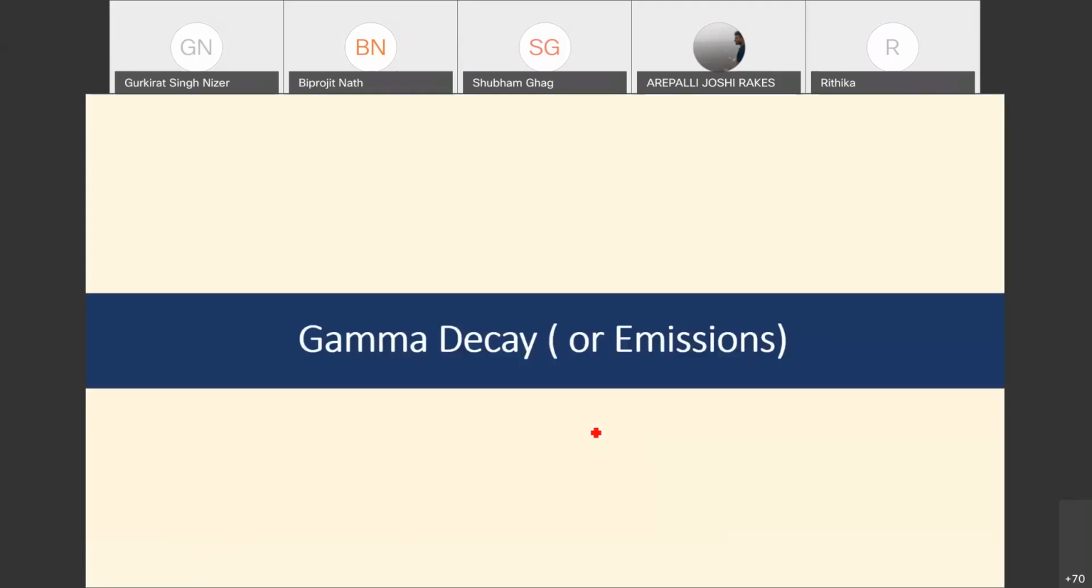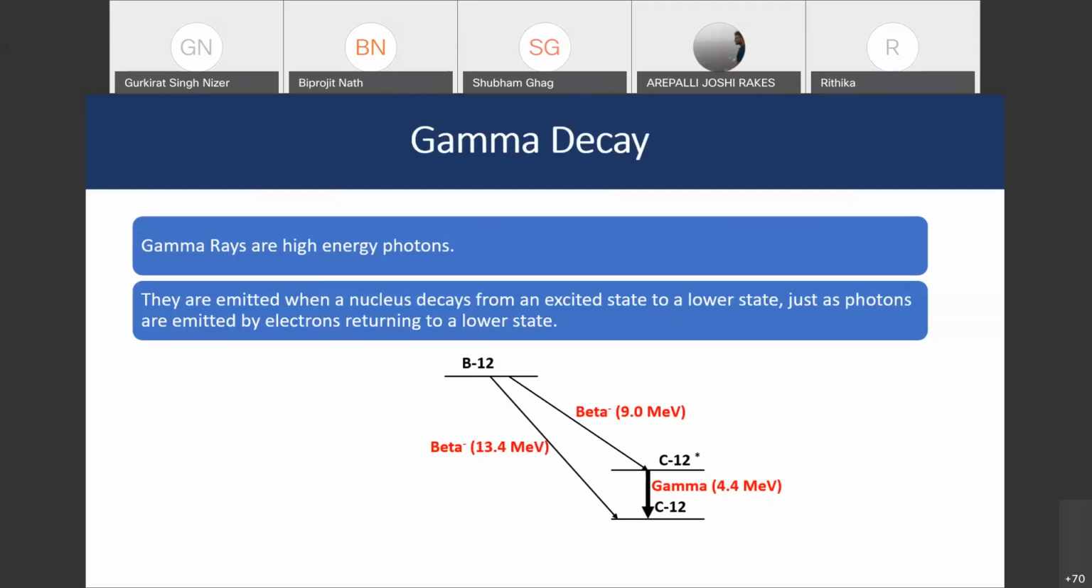So now we are about to end our presentation. That's the last part of the presentation, on gamma decay process or gamma emission. Gamma rays are nothing but high energy photons, and these are emitted when a nucleus decays from an excited state to a ground state.